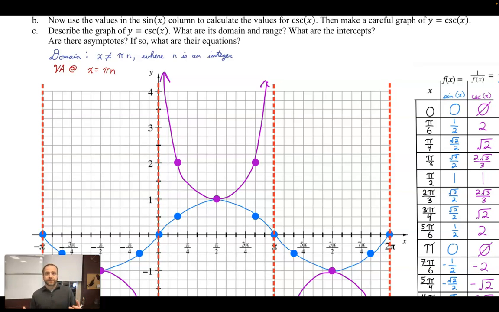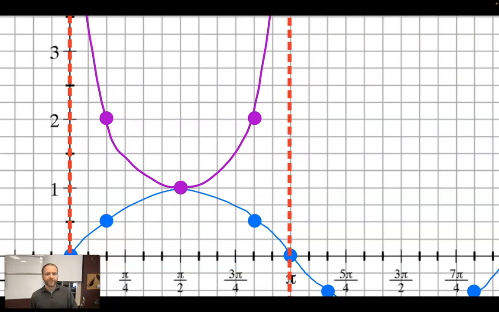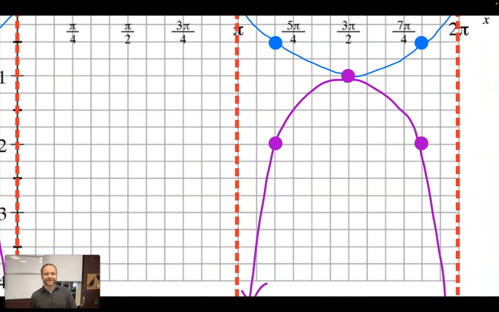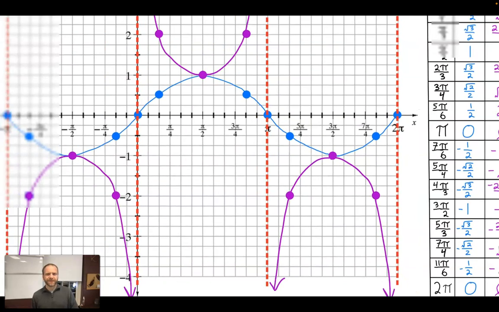Now the range for sine was negative 1 to 1. What's the range for cosecant? Well, look at the purple. It doesn't go below 1. I mean, it goes from 1 to infinity, at least for this positive part. If I go down here, it goes from negative 1 to negative infinity. So that's pretty interesting, but in the middle, it doesn't do anything.